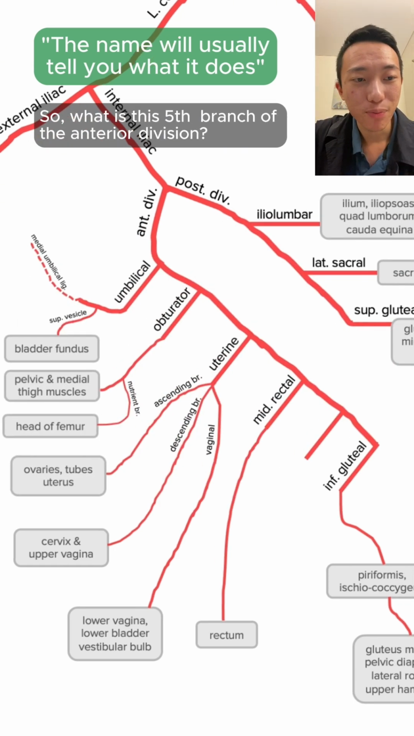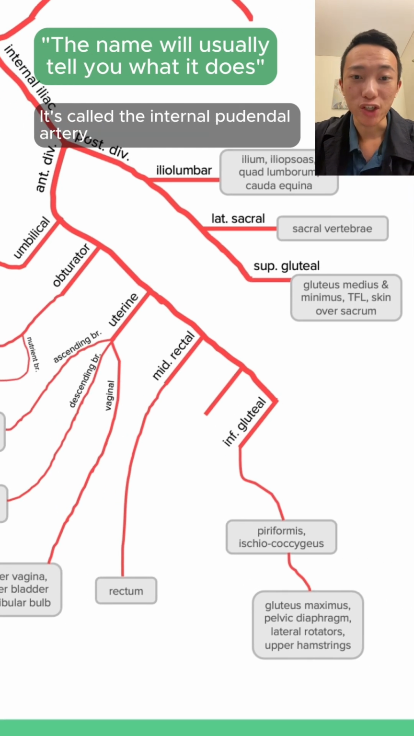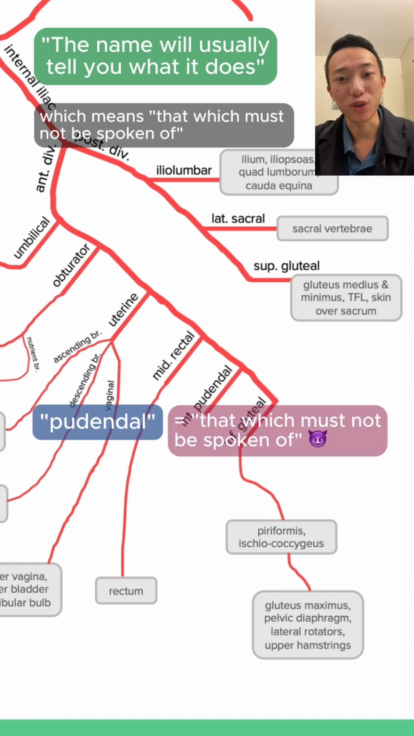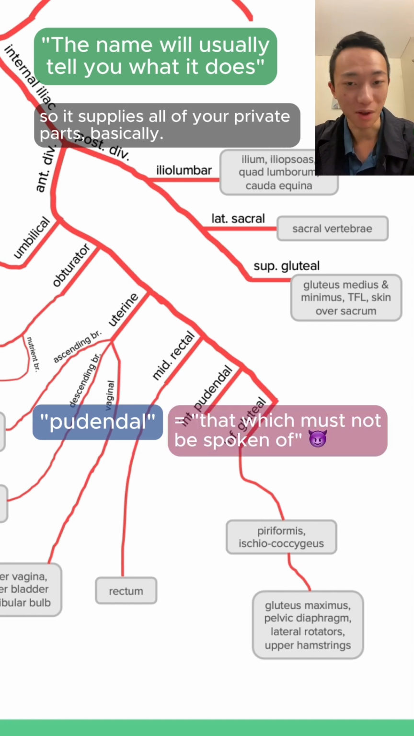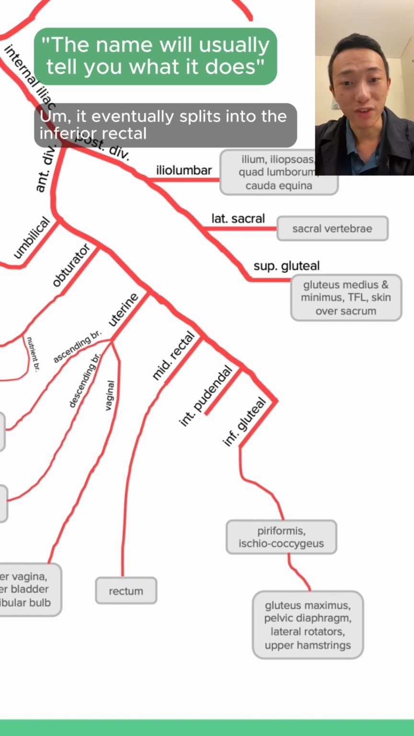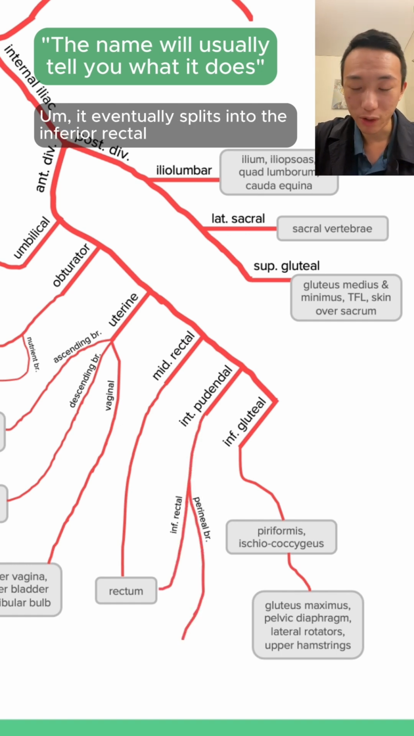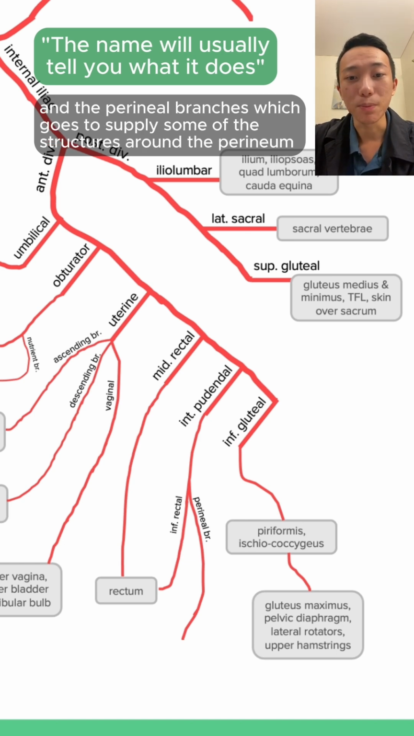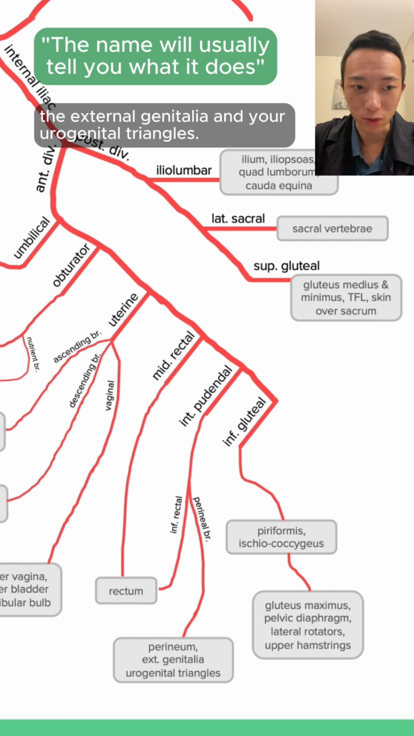So what is this fifth branch of the anterior division? It's called the internal pudendal artery. Now, the word pudendal comes from a Latin word which means that which must not be spoken of. So it supplies all of your private parts, basically. It eventually splits into the inferior rectal, which I mentioned earlier, supplies the bottom of the rectum, and the perineal branches, which supply some of the structures around the perineum, the external genitalia and your urogenital triangles.